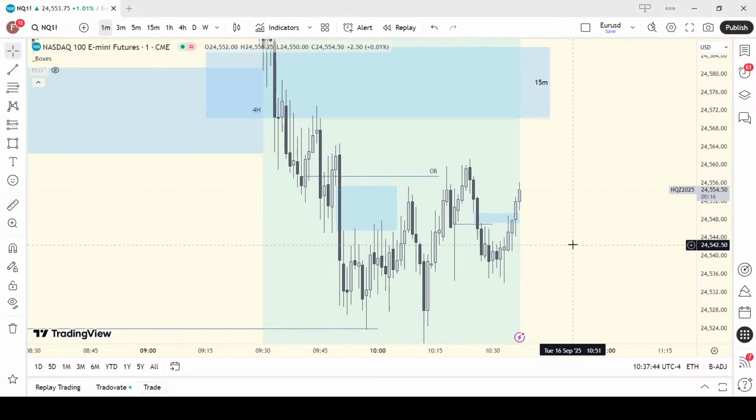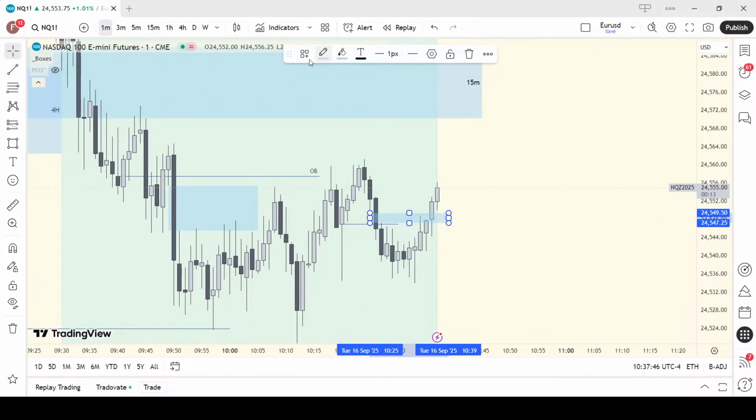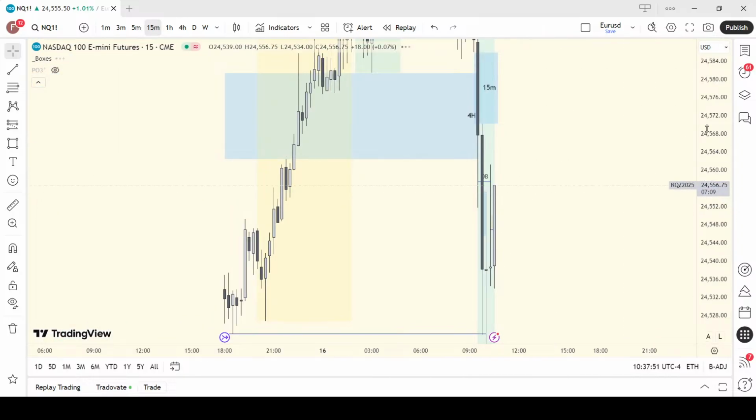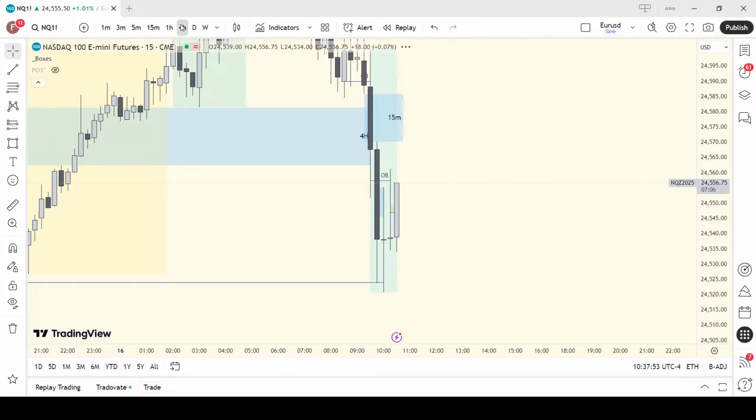So we can see here, this was inverted, the 1 minute, right? So we have this kind of bullish move happening right now.